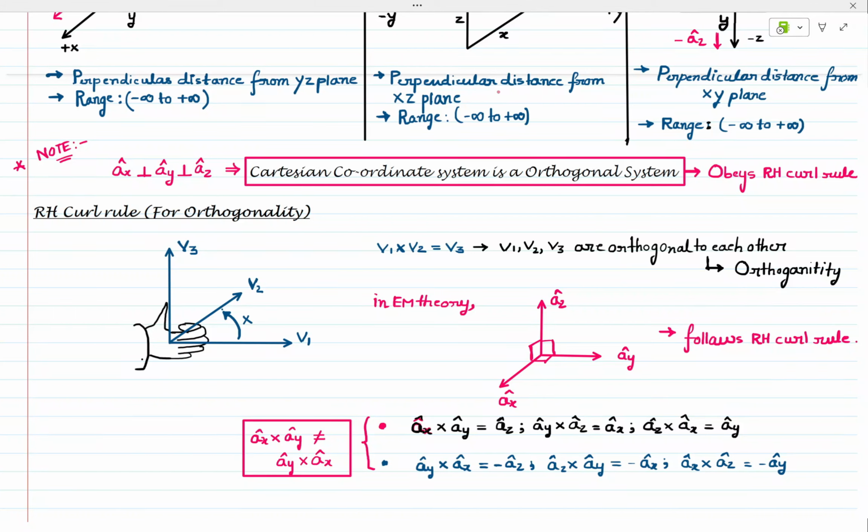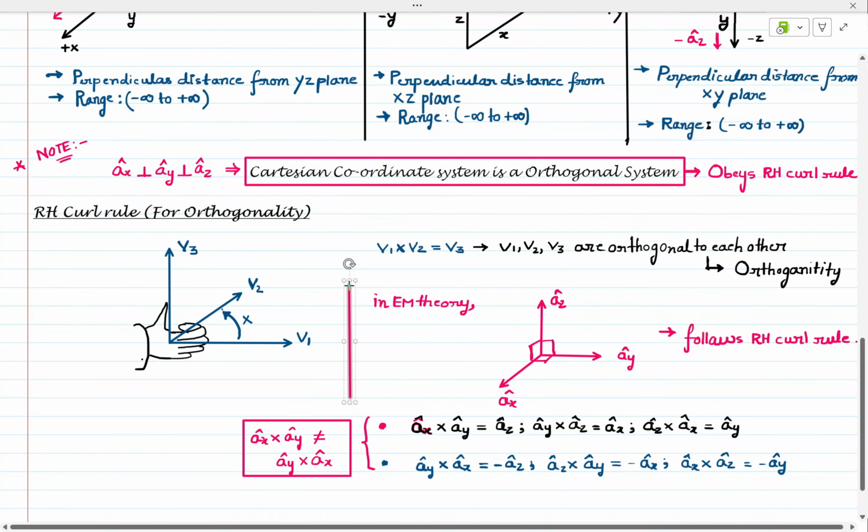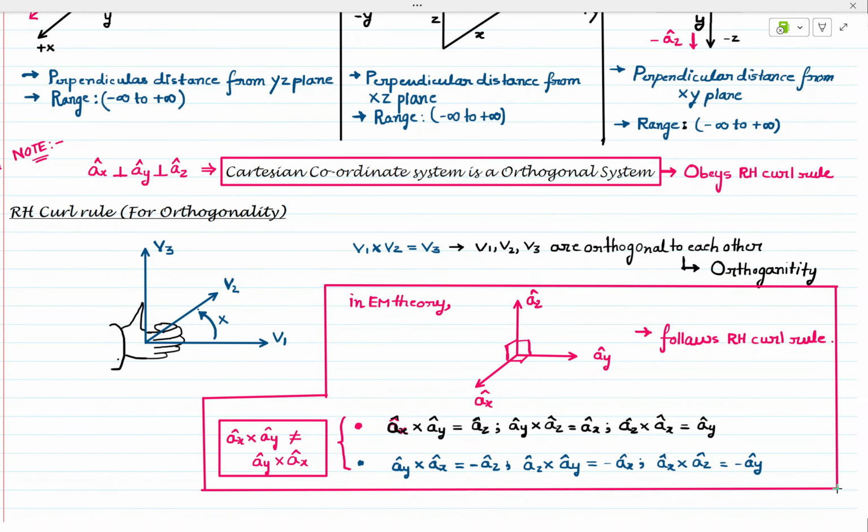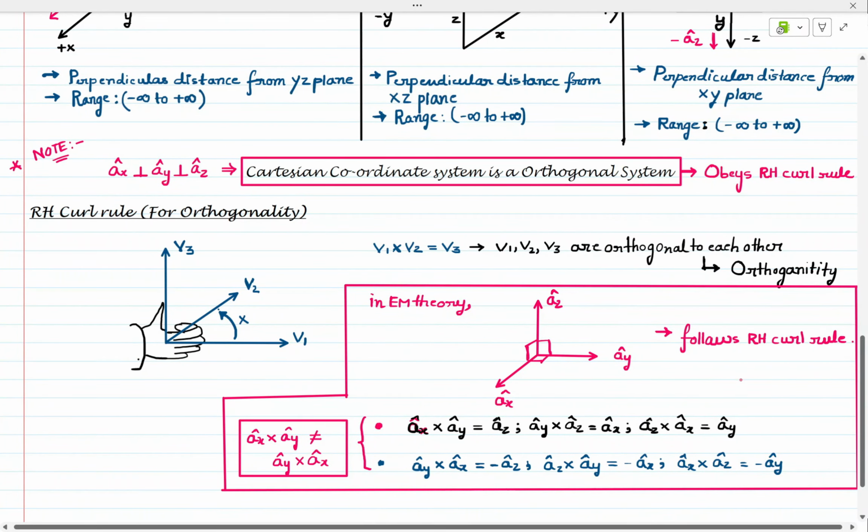So that is the RH rule, which is very much important.